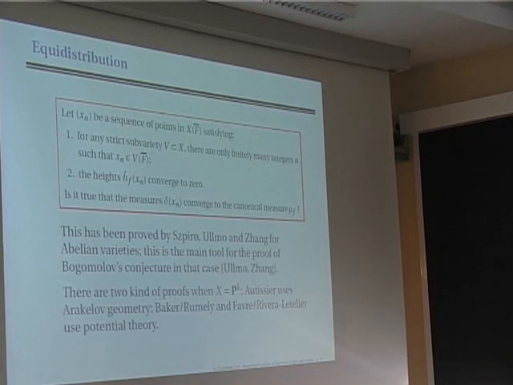In the case of abelian varieties, this theorem has been proved by Szpiro, Ullmo, and Zhang. And this is the main tool for the proof of Bogomolov's conjecture by Ullmo and Zhang. The proof of Bogomolov's conjecture goes by using twice the equidistribution theorem in two related contexts, and then showing that these two equidistribution theorems are incompatible. And so there is a contradiction somewhere.